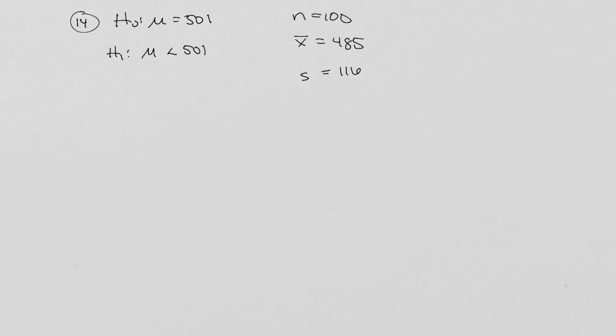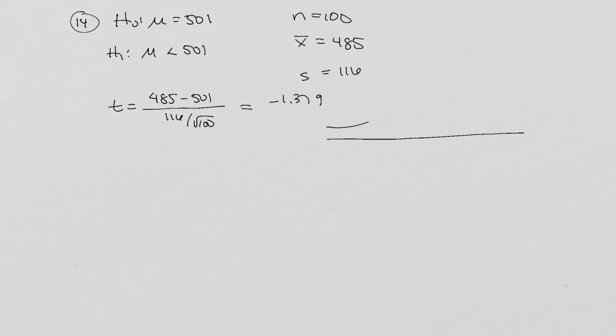Okay. So let's get our test statistic for 14. Here T is going to be the average from the sample minus the claim over the standard deviation of the sample over the square root of the sample size. So this is going to give me a t-score of negative 1.379. Right? So again, here's what our t-distribution would look like.